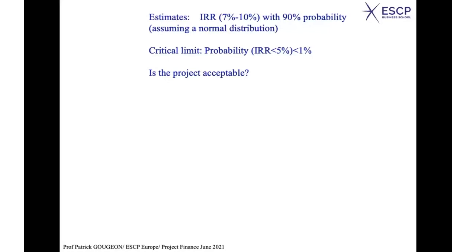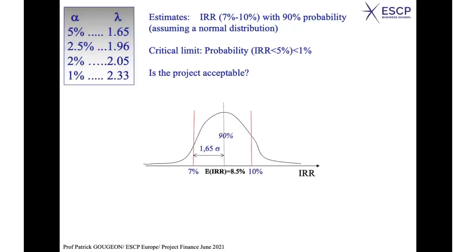Well, you see, my range of value is between 7 and 10. In other words, it is centered on 8.5%, which is the mean, the expected value of the internal rate of return. And between these two red lines, you have 90% probability under the curve. So if we have 90% probability between the two red limits, it means that on each side, because it's symmetric, you have 5%.